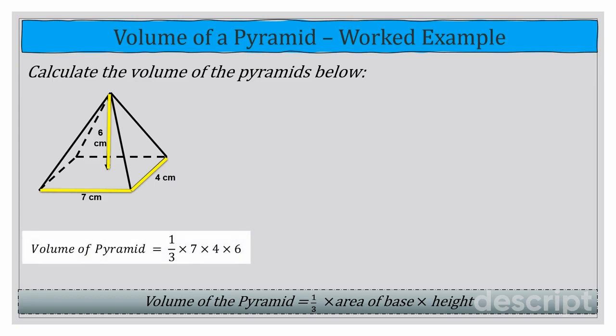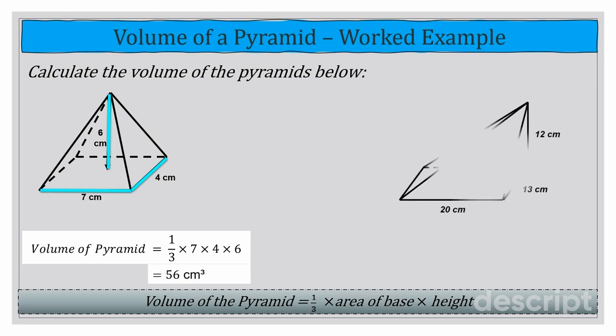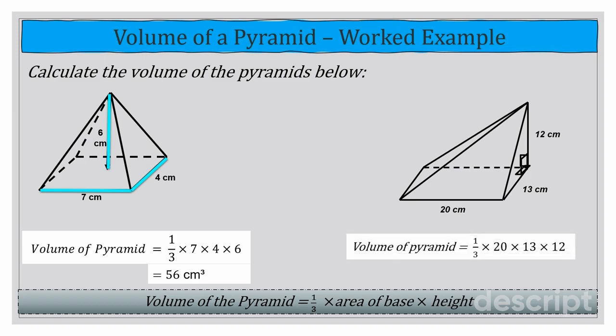So the volume of a pyramid is equal to 1 by 3 times 7 times 4 times h, which is going to give me the volume of this pyramid. Now, similarly, if you have been given an image like that, what you need to do is still the same. You need to follow the same rule: 20 times 13 times 12 divided by 3 is going to give you 140 centimeter cube as an answer.